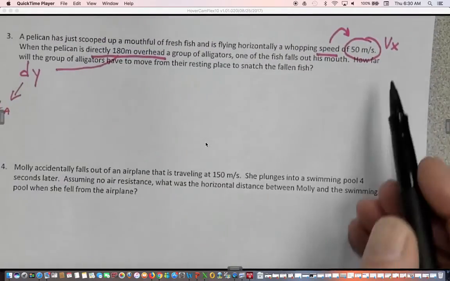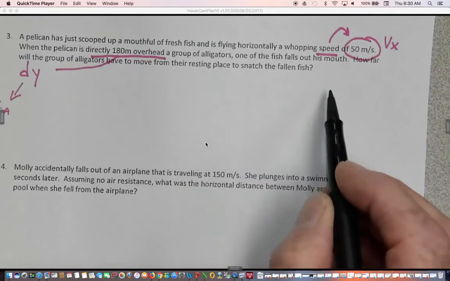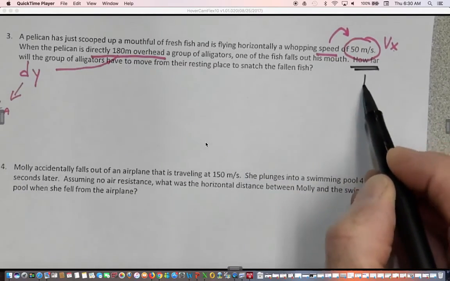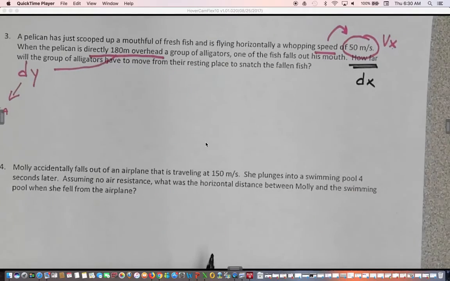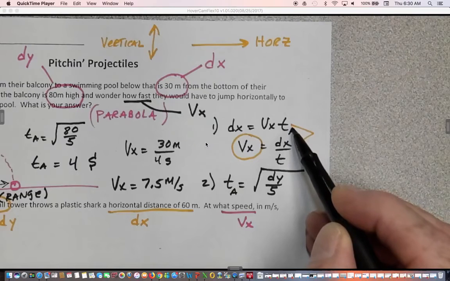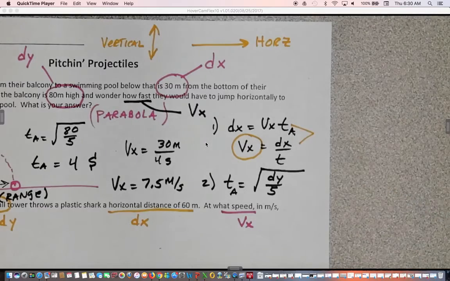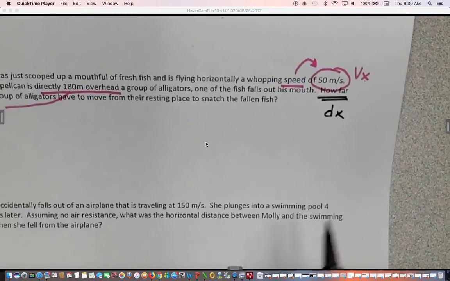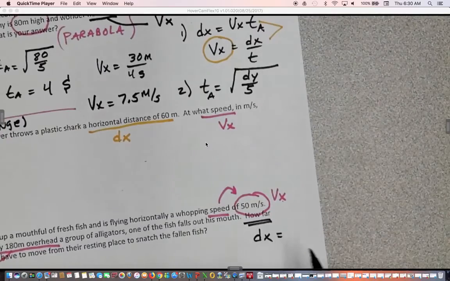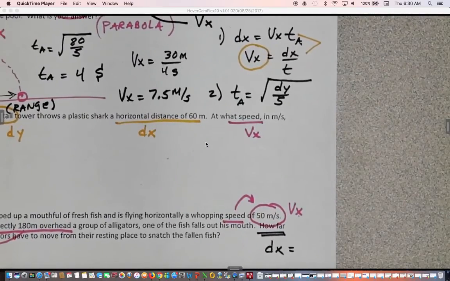In this problem, you know Vx, and you have time in the air, and you want horizontal distance. You want dx. Uh-oh. That means I've got to use this version of the formula down there. So if you can very quickly write that formula down here on problem 3, you can write the formula in problem 3 right there on your own. I'll pause for a second.